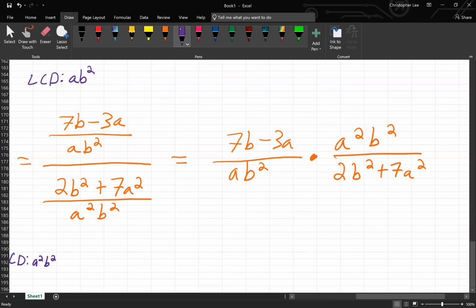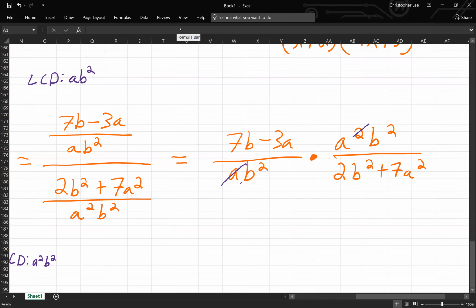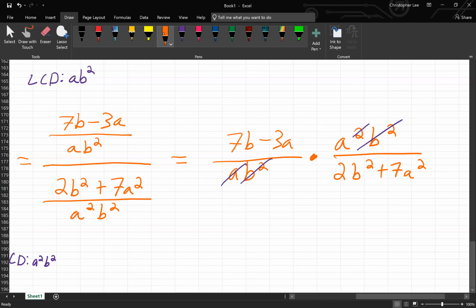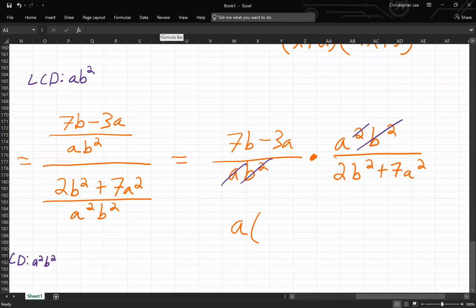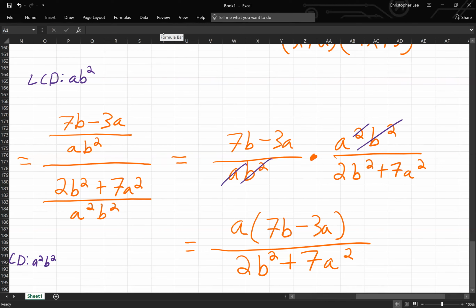So what are my like terms here? I heard the A and then the B to the second. So now, final answer we're going to have here is A times 7B minus 3A, all divided by 2B squared plus 7A squared. I was wondering why you didn't cross out those pieces, but they're not like terms here.